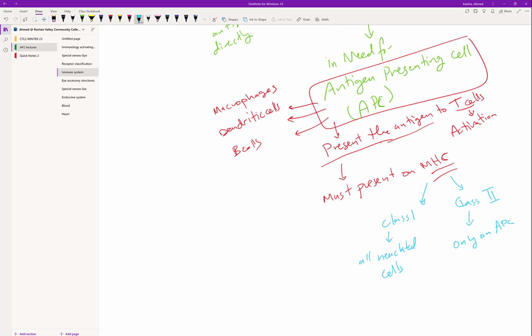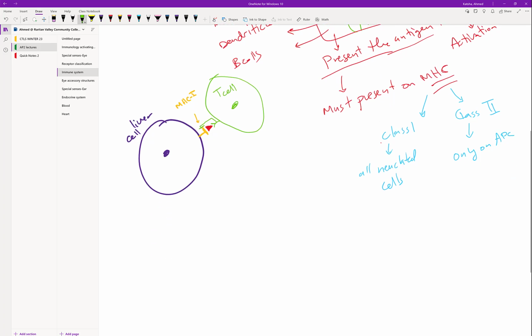Let's do some drawing. Let's say this is a liver cell. On its surface, there is the MHC-I. This is the MHC-I, and over there, it will display this antigen. So the T cell would come and recognize the antigen, and it has to recognize also the MHC-I. This is the T cell. We'll see some details regarding that.